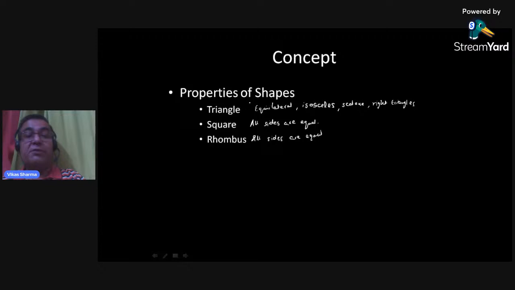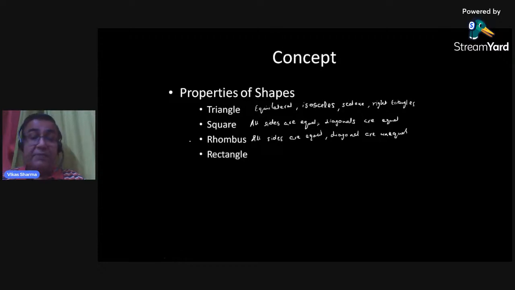So how to distinguish between a square and a rhombus is that the diagonals of a square are equal, while in a rhombus diagonals are unequal or they are of different lengths.